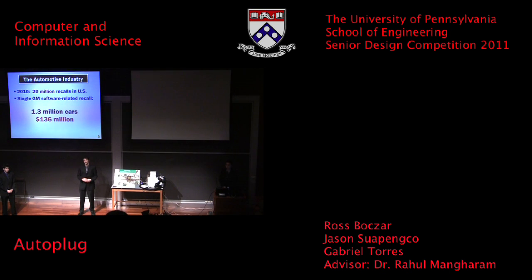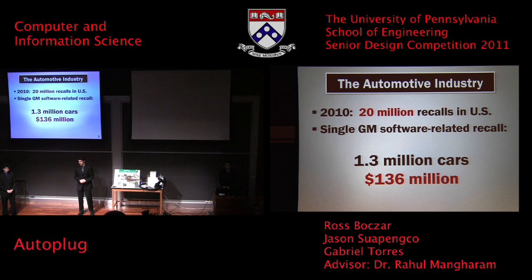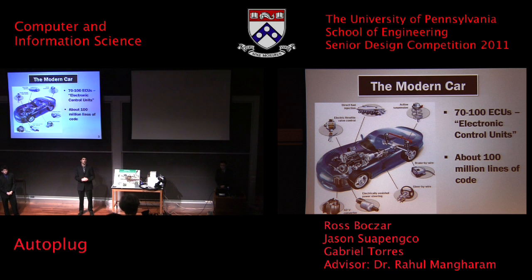Last year, 2010, in the United States alone, there were over 20 million car recalls. There was a single General Motors recall. It was a software-related issue that had to recall 1.3 million vehicles, and it cost General Motors $136 million. So obviously, these car recalls can be very expensive to the manufacturer. And with the modern car becoming more and more dependent on software and electronics, naturally more and more of these errors are due to software.